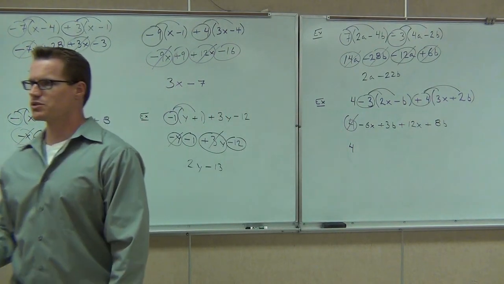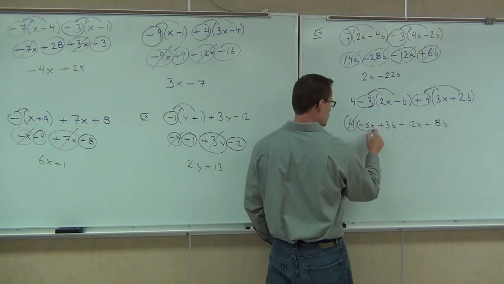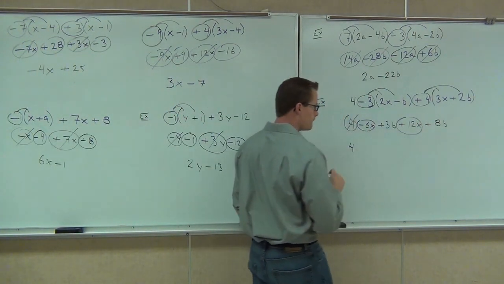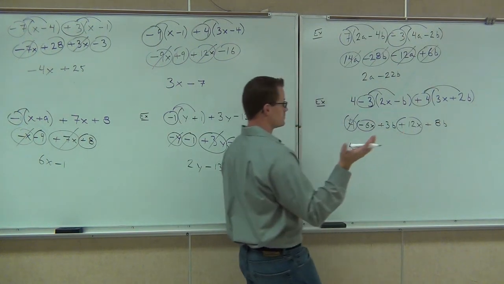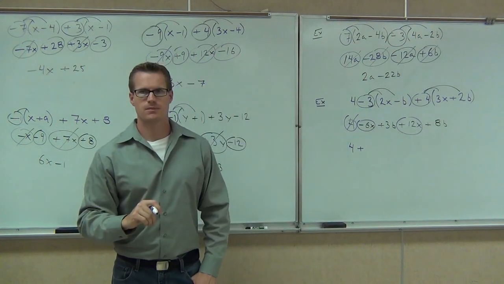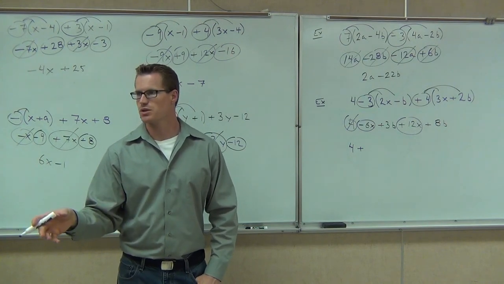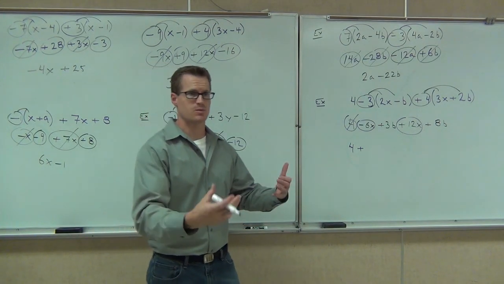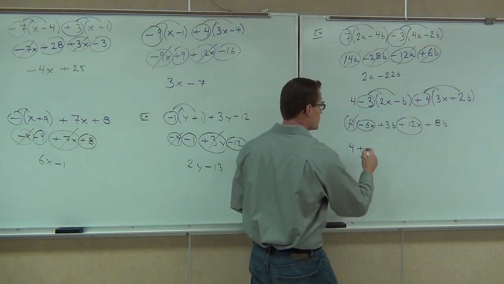What are some other like terms that you see up here? 12x. Combine and tell me what we get. Plus 6x. Why is it plus and not minus? Because 12 is higher than 6. Okay, we're using addition rules, not multiplication rules. If it had been multiplication, negative times a positive is a negative. But with addition rules, you take the sign of the bigger number, so you get plus 6x.